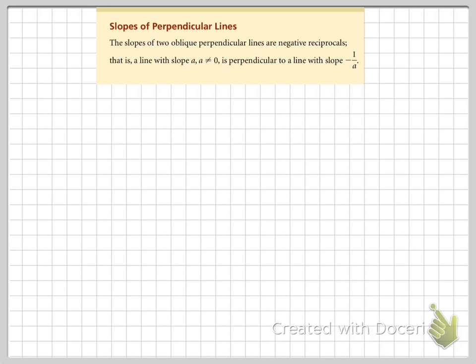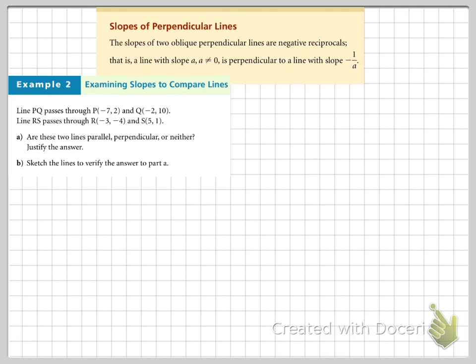So in summary then, the slopes of two oblique perpendicular lines are negative reciprocals. When the slope of the first line, we say is A, it is perpendicular to a line with a slope of negative 1 over A.